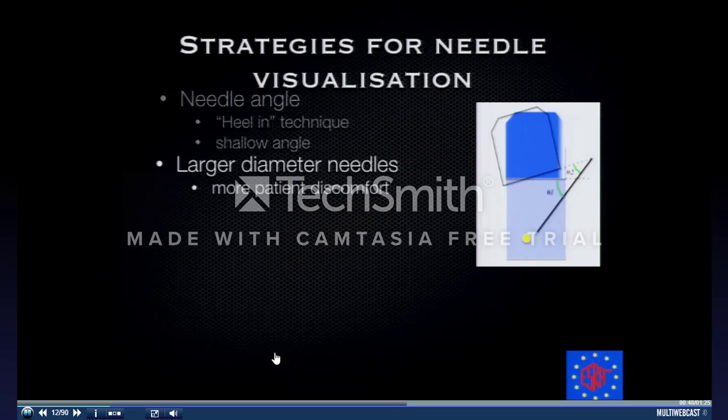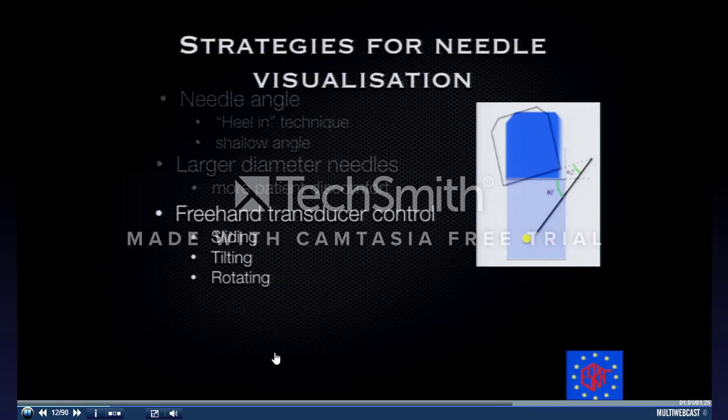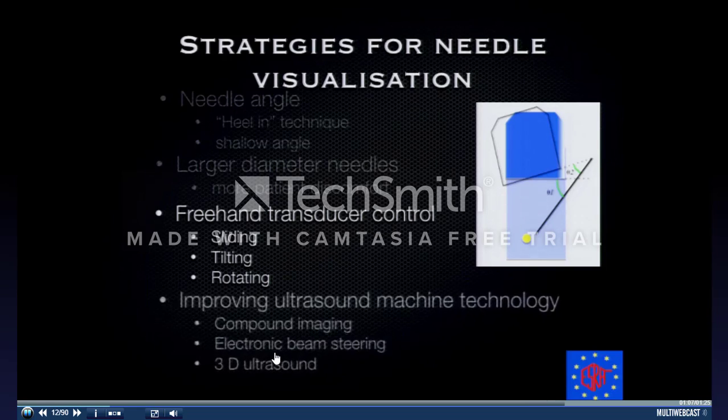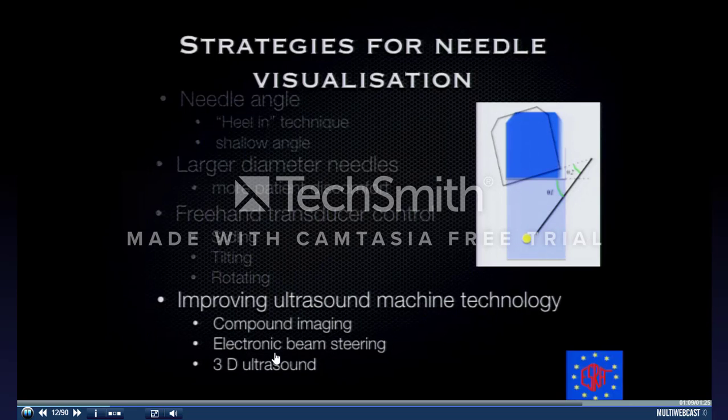We could just use much bigger needles. When we started with TAP blocks, a lot of people were using 18 gauge, 16 gauge epidural needles, but again, patient discomfort is there. The maneuvers that you need for freehand control, which is what I would recommend, are the sliding, tilting, and rotating movements. And now things are improving dramatically.